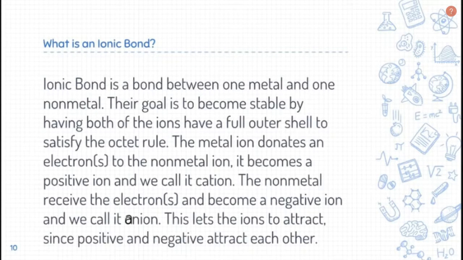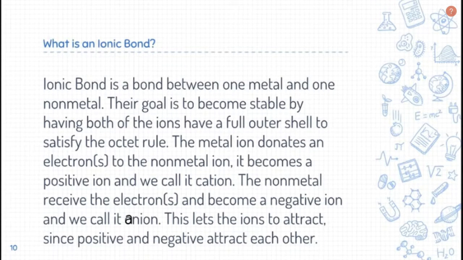Now, from our basic understanding of metals and nonmetals, we can talk about ionic and covalent bonds. So what is an ionic bond? An ionic bond is a bond between one metal and one nonmetal. Their goal is to become stable by having both of the ions have a full outer shell to satisfy the octet rule. The octet rule is only applied to atoms, and it's a rule that states each atom has a full outer shell, which is around 8 valence electrons or more, depending on the element.